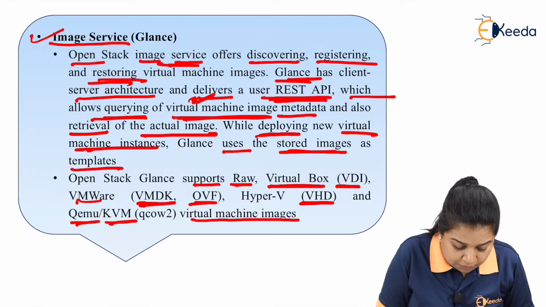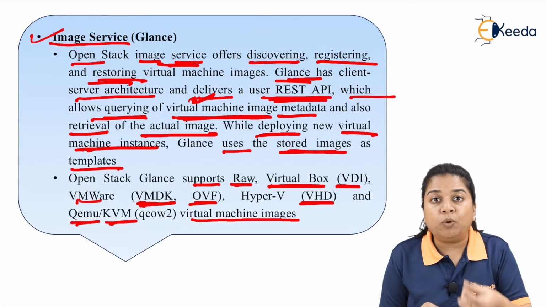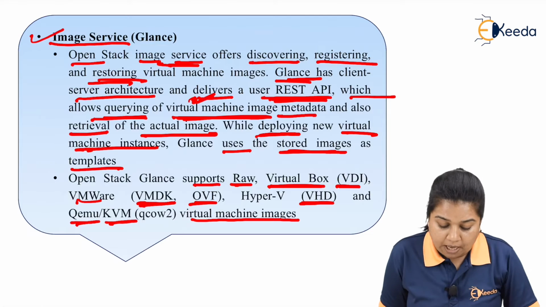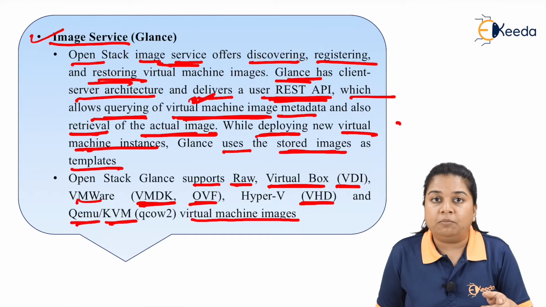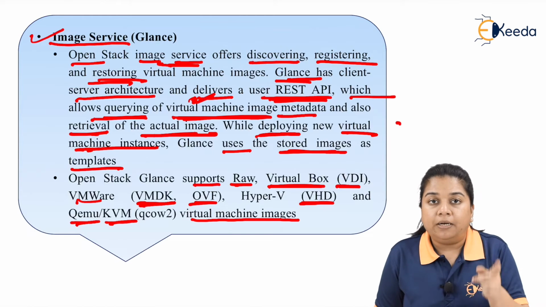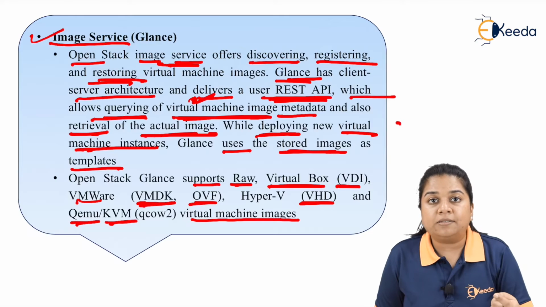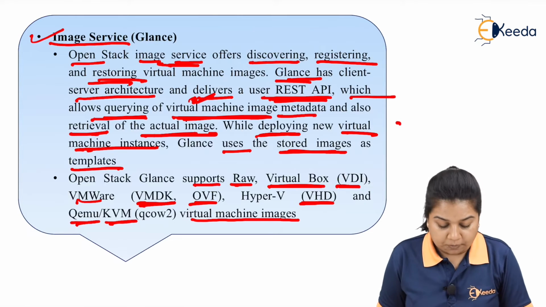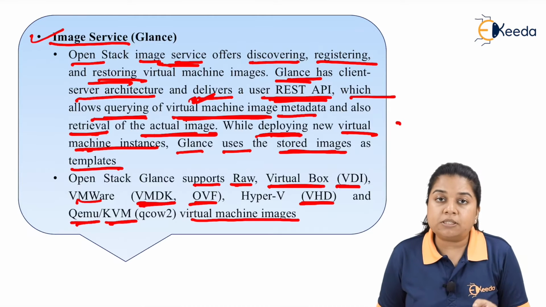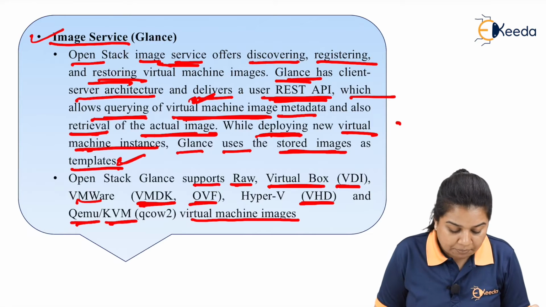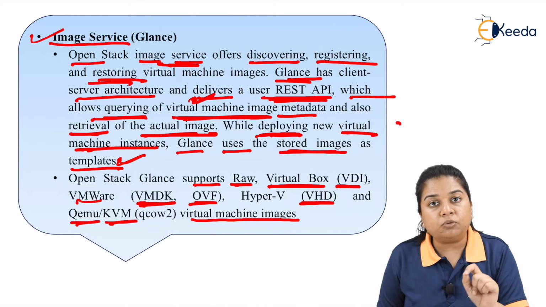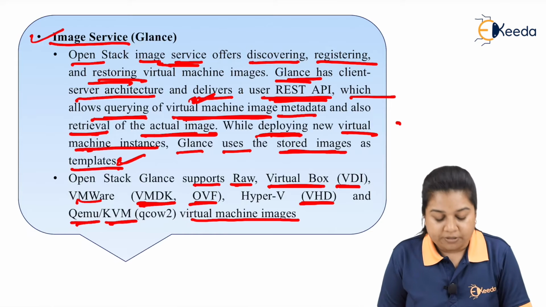So with this virtual machine image metadata, a user or client can query where these images are, and can search for them amongst the database, and also retrieve the actual image. Now you have the virtual image, the replicated image, mirror image, etc. But it can also help you gain access to the actual image of that information. While deploying new virtual machine instances, Glance uses the stored image as templates. That means you can store your image into the database using these templates.